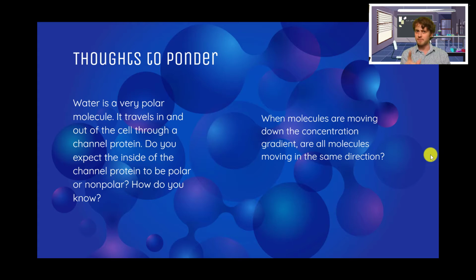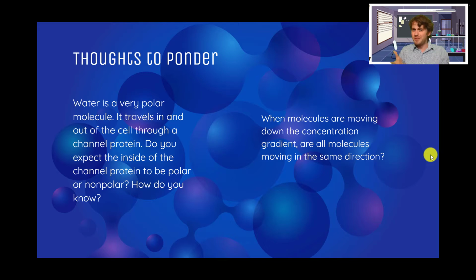Okay, so I want you to think. First, I want you to answer, why does water not easily travel through the phospholipid bilayer through simple diffusion? Now I want you to think about what we learned about transport proteins, and about attractions between polar and nonpolar, or polar and polar, or nonpolar and nonpolar molecules, and think about what the inside structure of that channel protein has to have for water to move through it. I actually want you to write out your response. So pause me, write out your response, and then we'll talk about it.